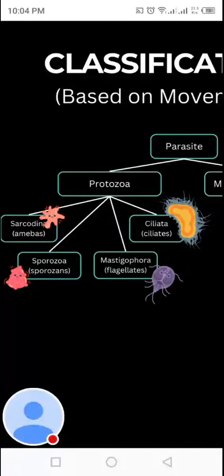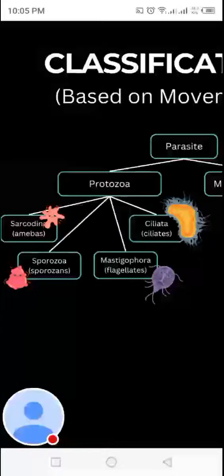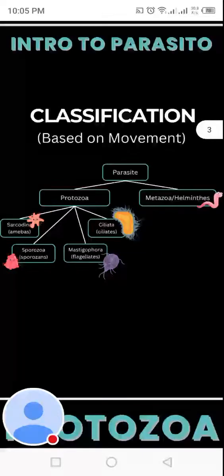Flagellates have flagella. Amoebas, the Sarcodina, have pseudopods. The Sporozoa have no motility apparatus that can help them to move, which means they are immotile. Mastigophora are flagellates, meaning they have flagella. You can see Giardia lamblia, and its flagella help it to move. The last one is Ciliata. They have cilia, and these cilia help this parasite to move. So this was the classification based on movement.